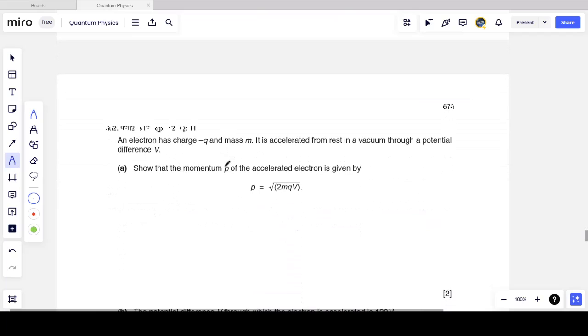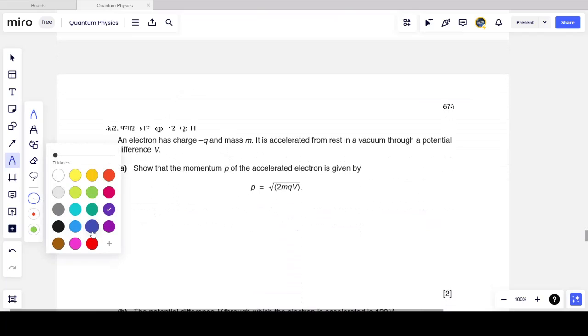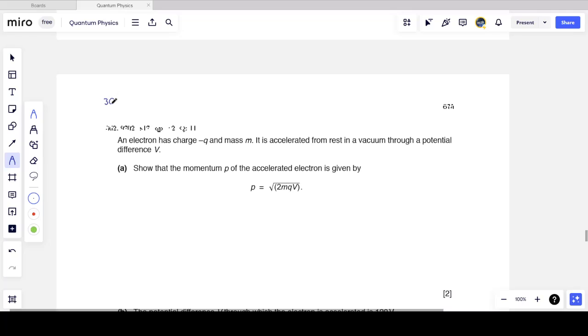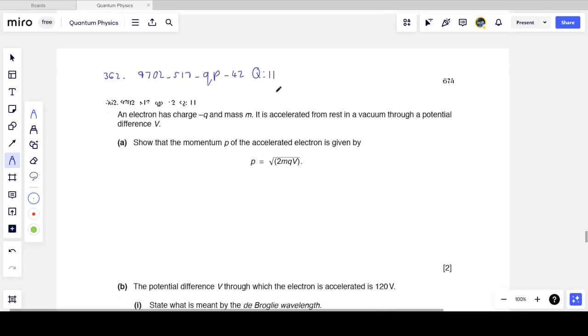Now the next question is question 362, as numbered here, and this is from summer 2017, May-June, question paper 4, variant 2, and question 11 from that paper. Now the first question is quite different.